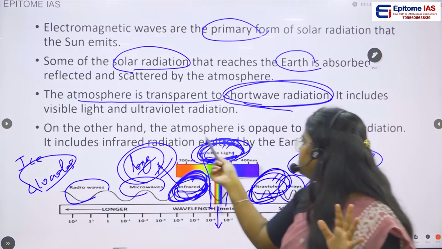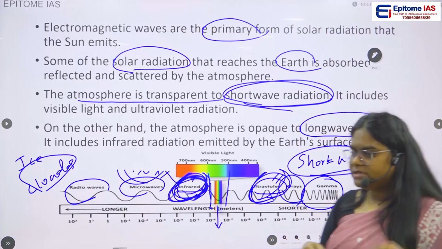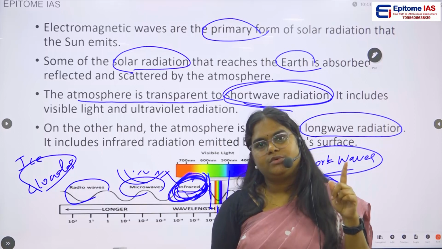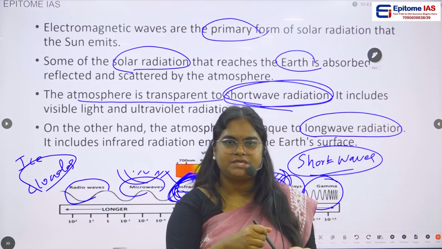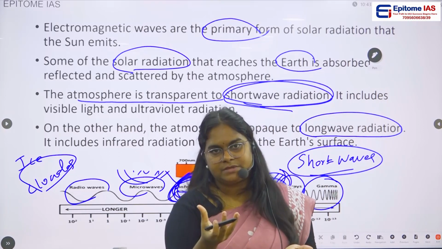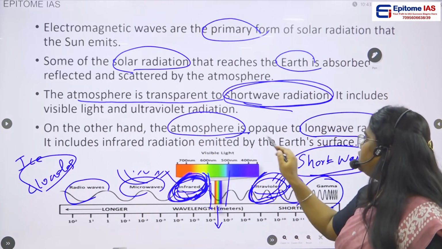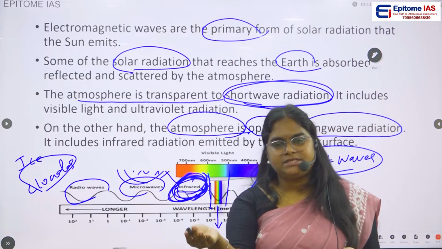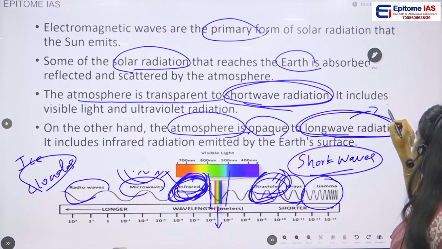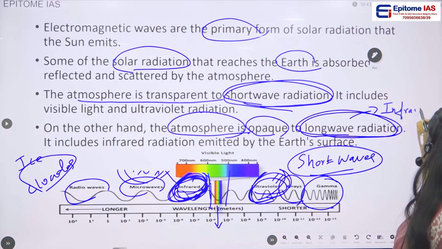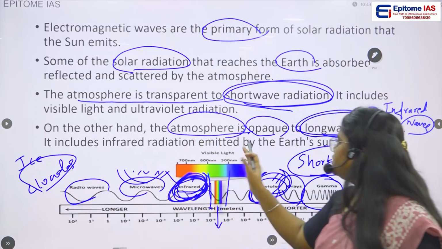But what happens is the atmosphere is opaque to the long wave radiation. So whenever there is terrestrial radiation, you know, the terrestrial radiation is in the form of long waves. Okay, it contains majorly the infrared waves. So the atmosphere is actually opaque to the terrestrial radiation, to be specific, the long wave radiation. So what is the long wave radiation? That is the infrared waves.